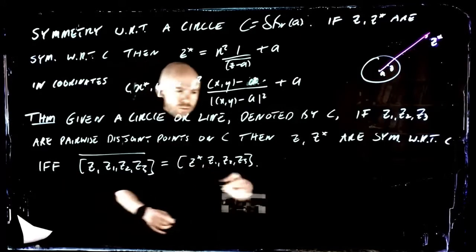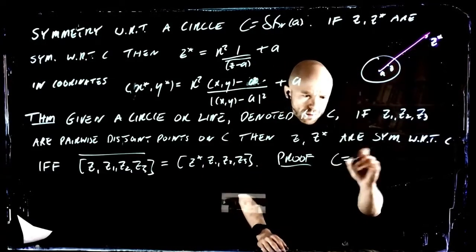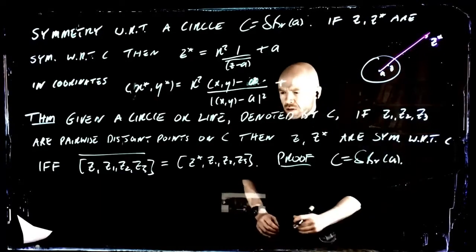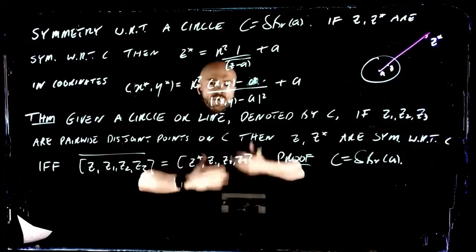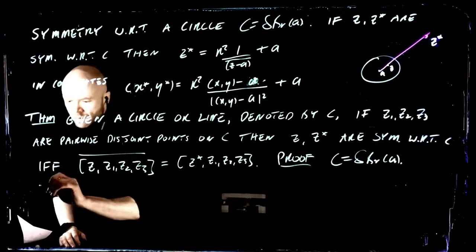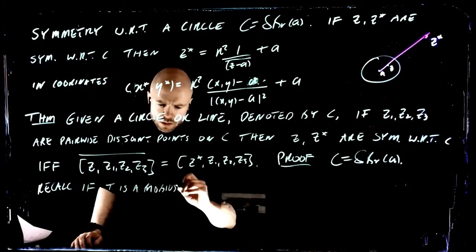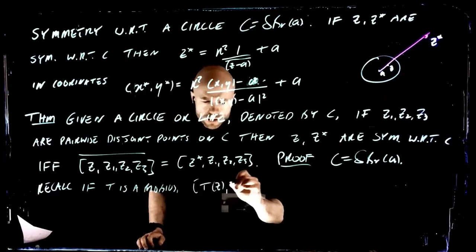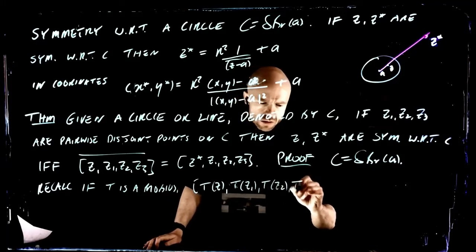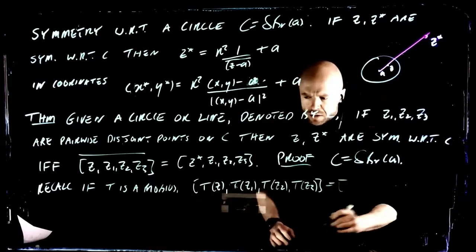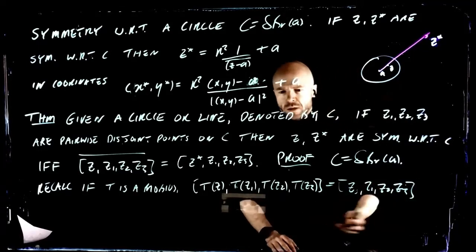Okay, so let's try and save space. Proof. Let's first take the case when C is a circle. The key thing we're going to use to prove this is the fact that we learned that this cross ratio is invariant when we take Mobius transforms. So recall, if T is a Mobius transform, then we found out that the cross ratio of T of Z, T of Z1 and so on was the same as this thing. That's what we learned, right? That's the theorem from last time.